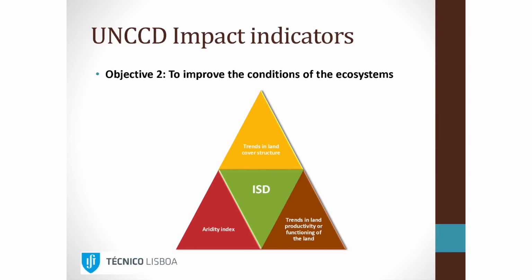Because many times we need to map these indicators, and many times the resources are not available. So we made an effort to do it without paying for data. We only used freely available data. And the index that we developed, which is here in the middle, is contributing to the second objective of the UNCCD impact indicators, which is to improve the conditions of the ecosystems.